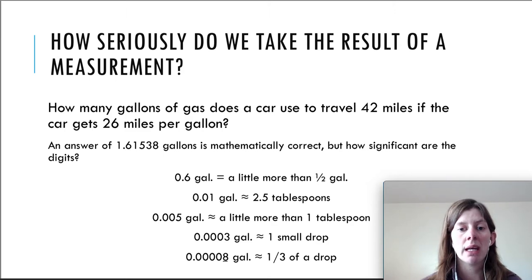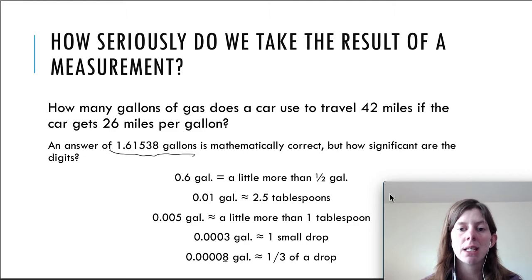Here it's more with a calculation. It says, how many gallons of gas does a car use to travel 42 miles if the car gets 26 miles per gallon? So to calculate this, you would just do 42 miles divided by 26 miles per gallon to get 1.61538 gallons. But when you are writing down the result of this calculation, you're not going to want to keep that many decimal places because you're not comfortable with all of those numbers.